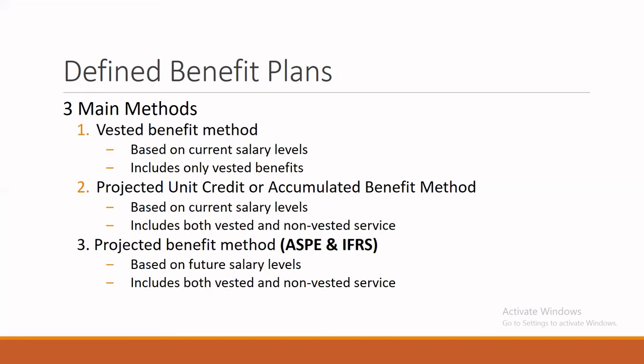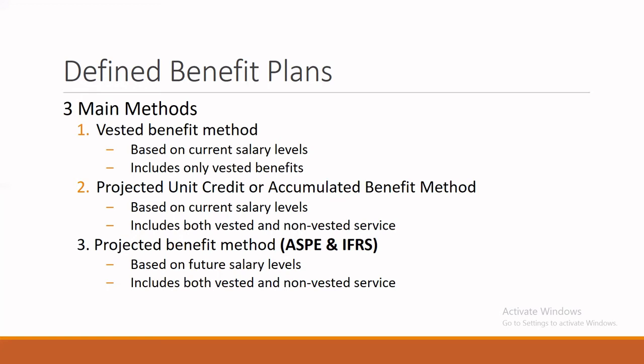Things get a little bit complicated because of what IFRS and ASPE require versus what the actuary is going to tell us to contribute. There are 3 main methods of determining how much to contribute into the pension plan: the vested benefit method, the projected unit credit method, and the projected benefit method. These are the 3 main methods that an actuary will use to determine how much the company needs to contribute into the pension plan each year. There could be a lot more different methods too. These are just 3. There could be many other methods that the actuary will use and tell the employer, okay, you need to contribute this much money into the pension fund each year.